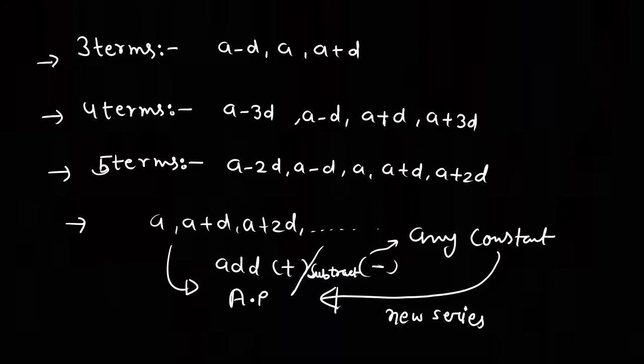And another property of AP, like this is an AP, a plus d, a plus 2d, and so on. If you add or subtract any constant in this series, the new series you get will also be an arithmetic progression. Okay, so this was our arithmetic progression among the 4 series.